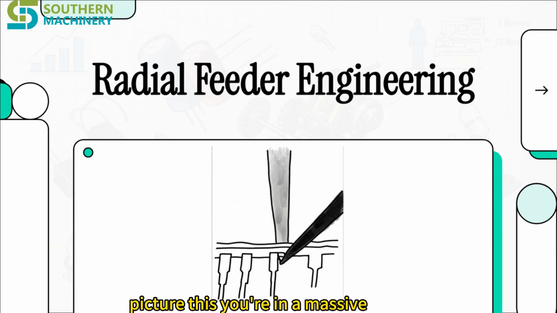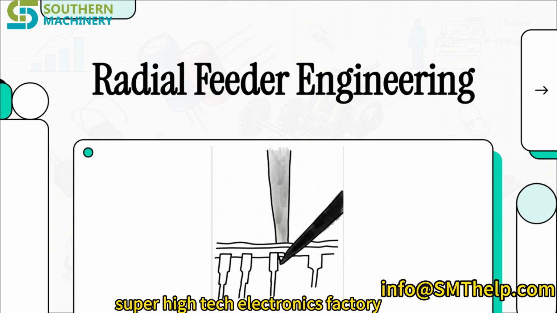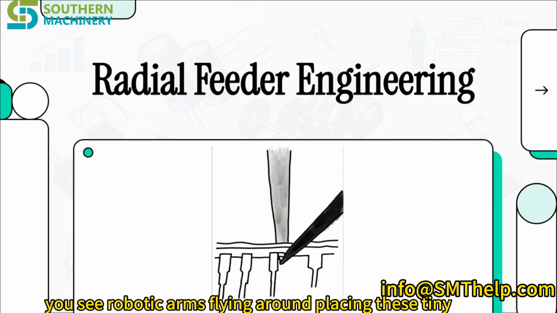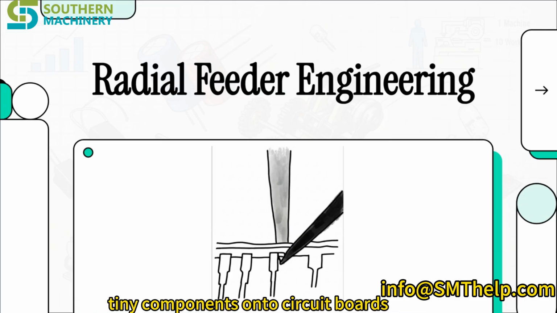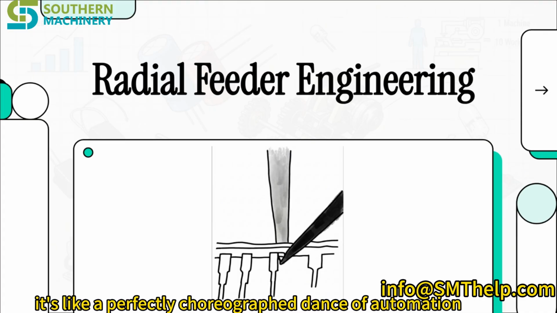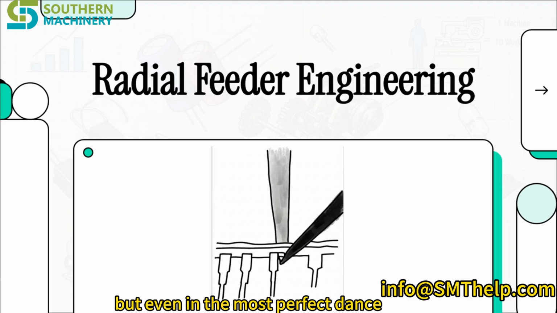Picture this. You're in a massive, super high-tech electronics factory. You see robotic arms flying around, placing these tiny, tiny components onto circuit boards with just incredible speed. It's like a perfectly choreographed dance of automation. But even in the most perfect dance, there's always a couple of awkward moves.